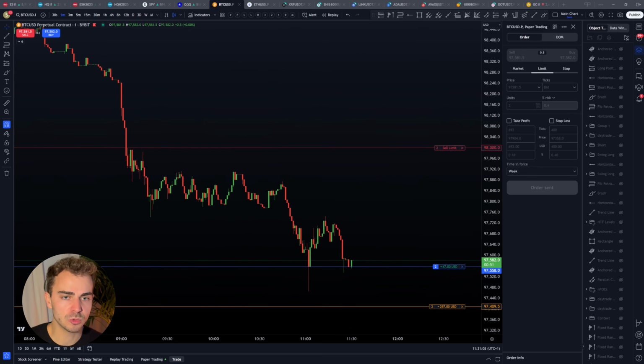And now let's also cover a stop loss order. So a stop loss order is protecting against adverse price movements.